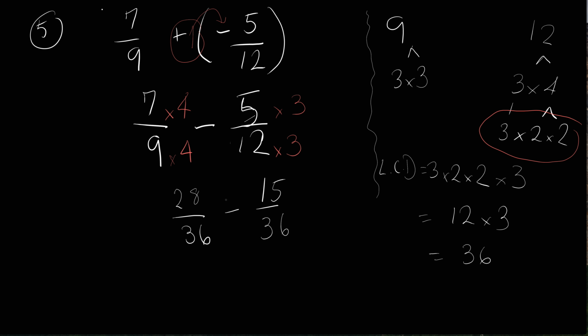So now that they have the same denominator, you can just combine them. You're going to keep the same denominator, 36. 28 minus 15 should give you 13. And you try to reduce here, but recall that 13 is a prime number, so therefore there's no common factor between 13 and 36. So that will be your final answer.